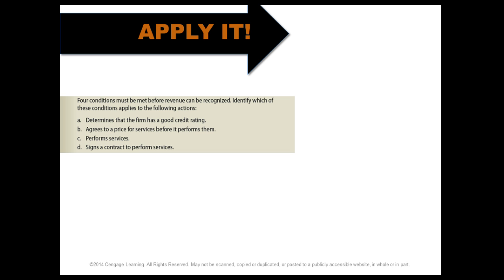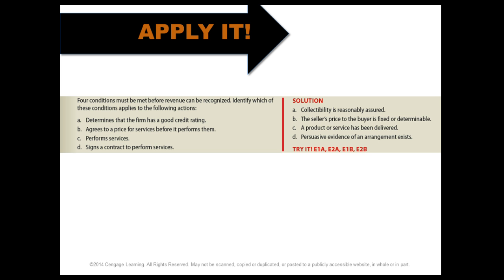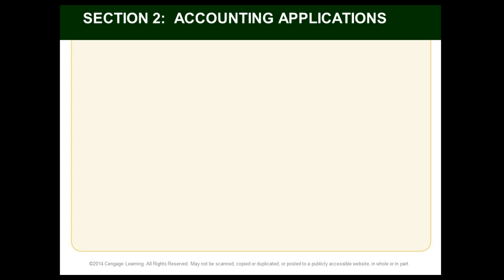So let's look at these four and see what we think here. 4 conditions must be met before revenue can be recognized. Identify which of these conditions apply in the following actions. Determines that the firm has a good credit rating. Collectability is reasonably assured. Okay, that's what they're trying to say. Okay, with the collectability, thank you. So, guys, I'm going to 10 steps here.